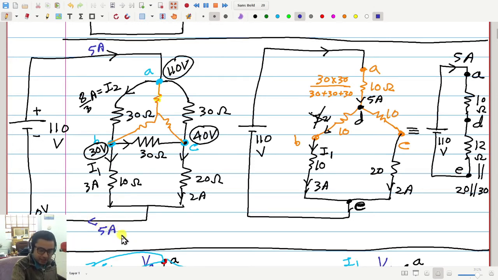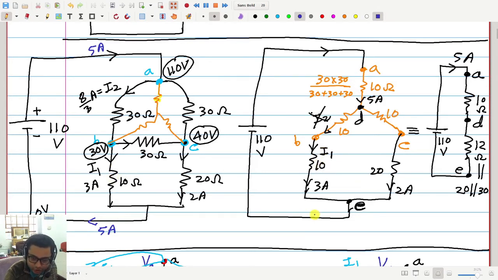Then this 10 ohm resistance is same as this 10 ohm resistance, and this 20 ohm resistance is same as this 20 ohm resistance. So whatever current we have in this 10 ohm will be same as in this 10 ohm. So let us find what is the current here.